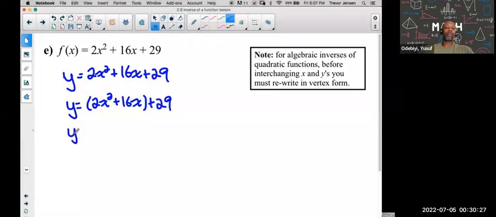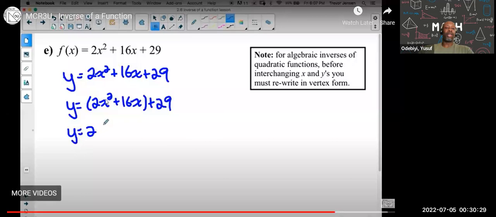Plus 29 off the end, factor out just the 2. So in order to also complete the square, you need to have no number in front of the x squared. So there's a 2 there. He takes the 2 out of the bracket. So if that's the case, then inside the bracket, you're going to have x squared plus 8x.